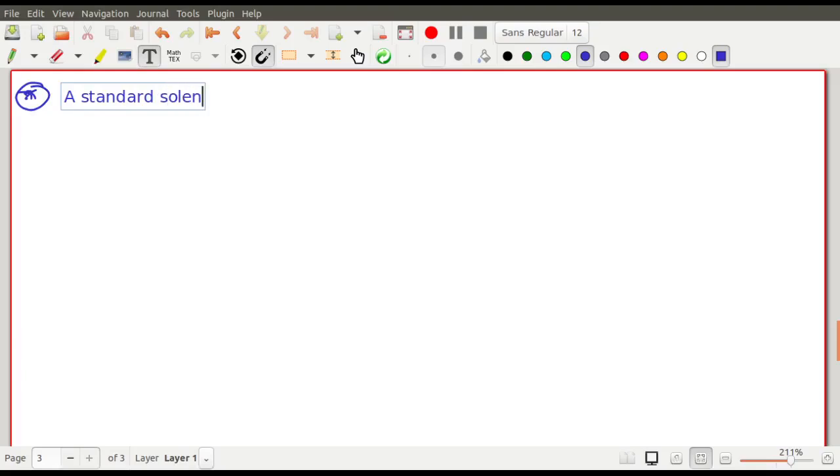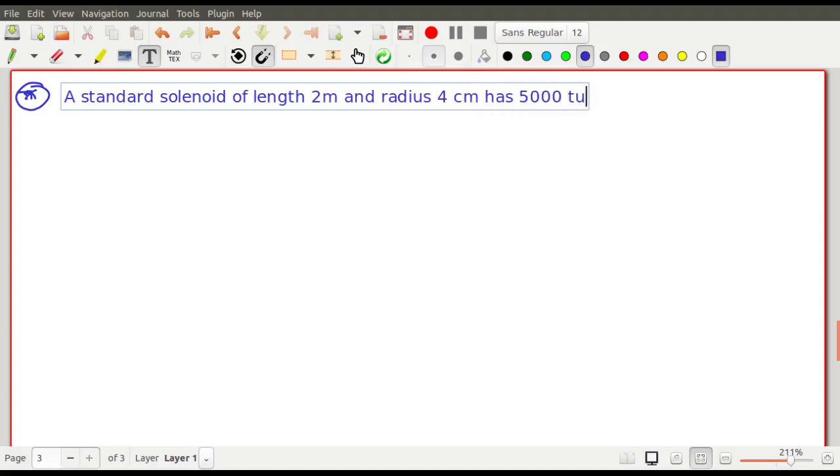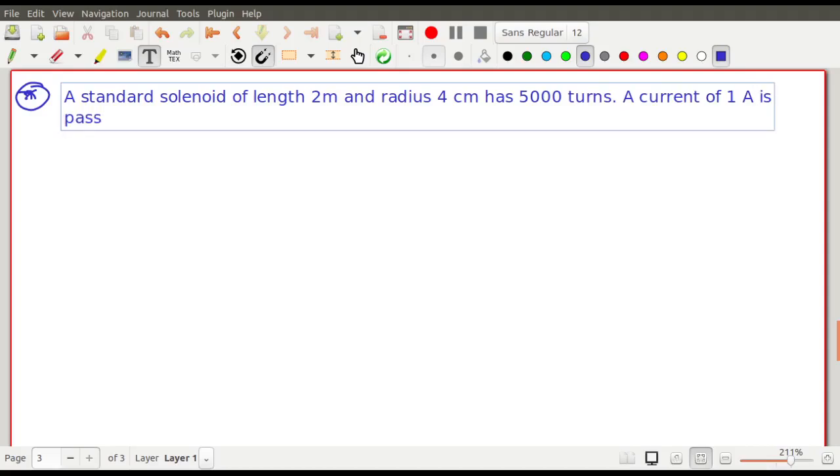A standard solenoid of length 2 meter and radius 4 centimeter has 5,000 turns. A current of 1 ampere is passed through it. Calculate the magnetic field at any point inside the solenoid.